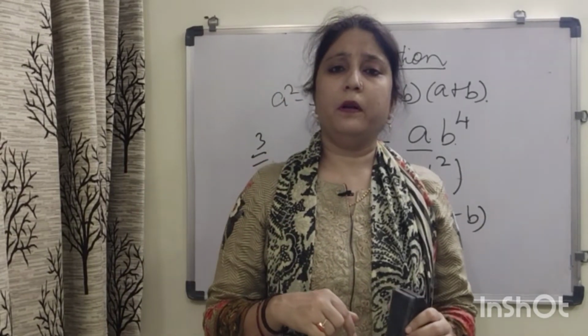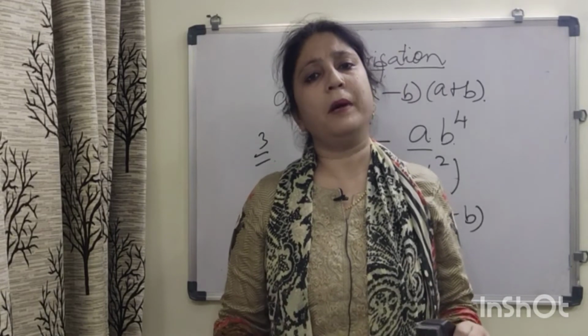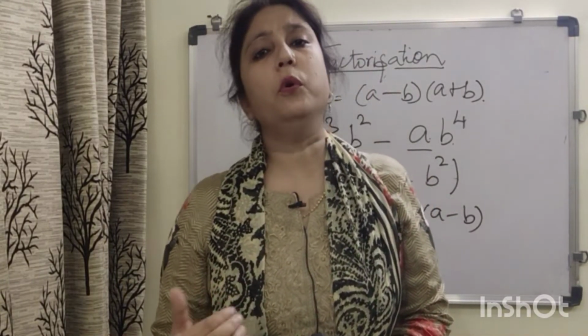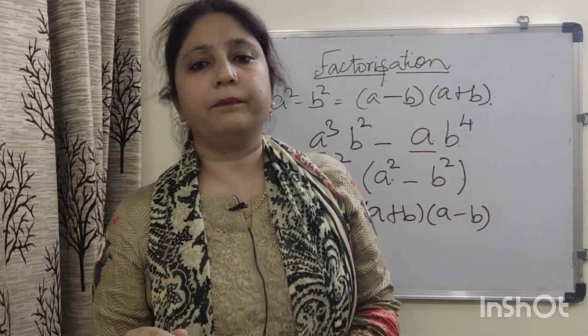First step, check if there is anything in common. If it is common, you take it out. After taking out the common part, you use the identity a square minus b square.